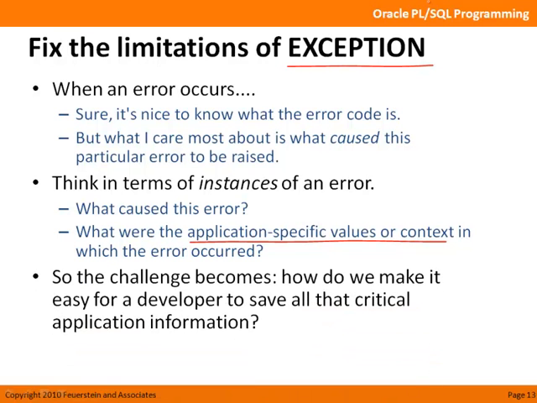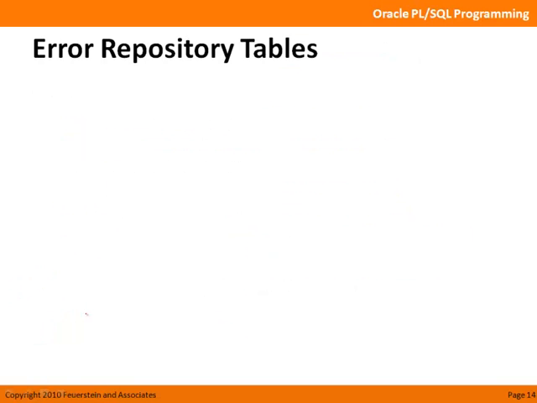Well, the exception is not an object in Oracle. You can't extend it with other attributes. So what can we do to make it easy for a developer to save all of that critical information? This is the thinking that I went through as I thought about building the Quest Error Manager.